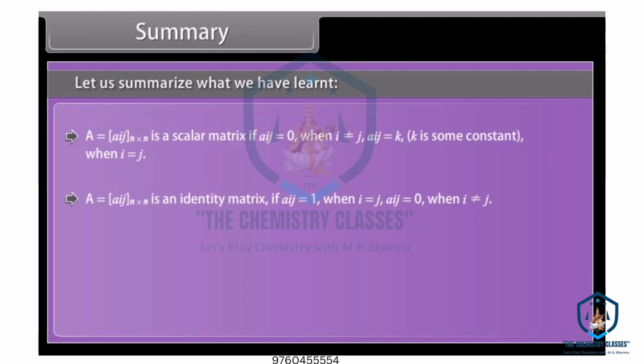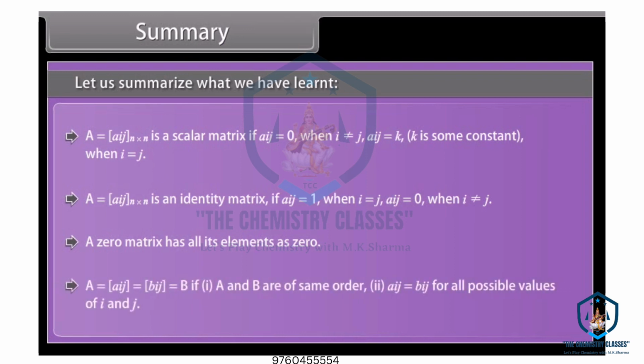if aij is equal to 1 when i is equal to j, and aij is equal to 0 when i is not equal to j. A zero matrix has all its elements as 0. A is equal to B if A and B are of the same order and aij is equal to bij for all possible values of i and j.